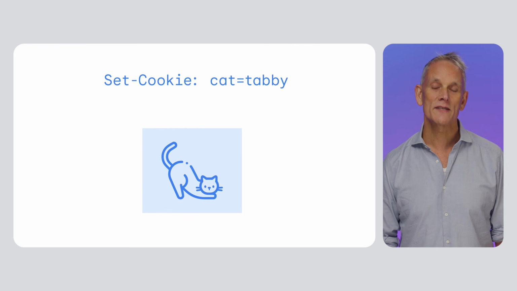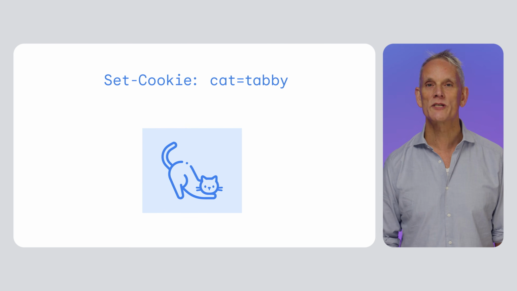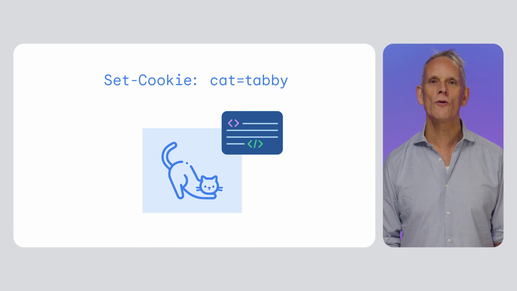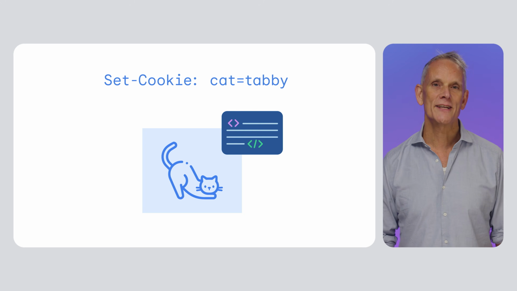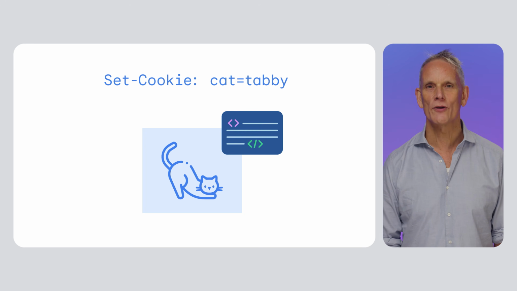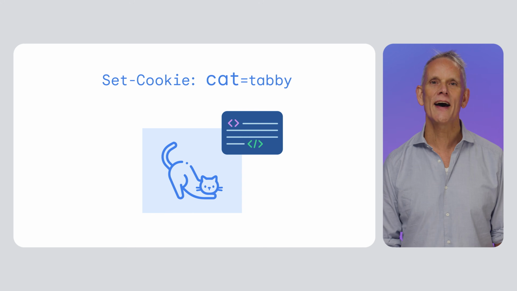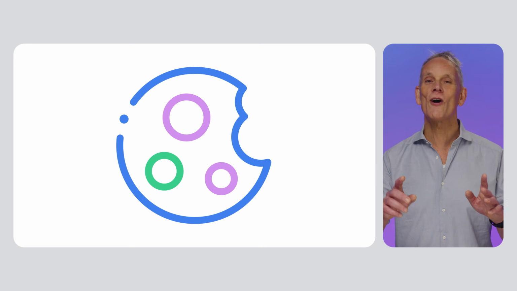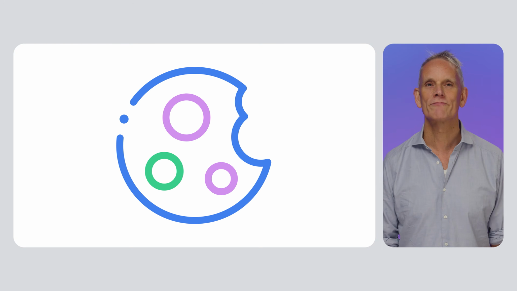A request to a web server and the response to that request can include extra information called headers, along with the file itself. A set cookie header in a response from a server tells your browser to store some text, a name, and a value in a file. And this stored file is known as a cookie.